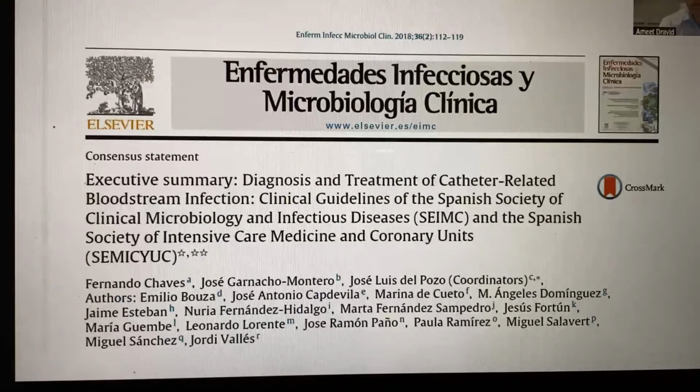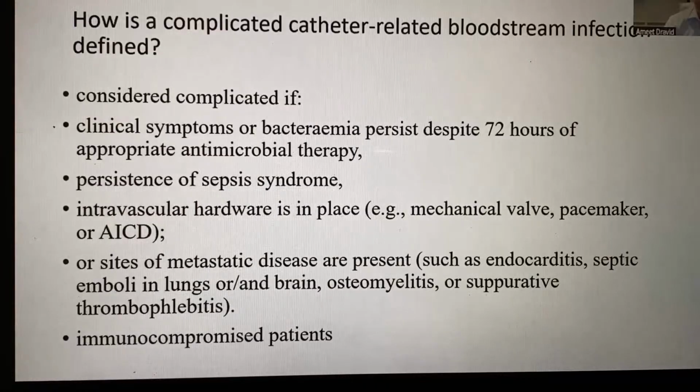For students, I would encourage reading these guidelines, which are published by the Spanish Infectious Disease Society and the Spanish Society for Internal Intensive Care Medicine. They give a ringside view of how to manage bloodstream infections because of catheters. So I have kept my talk as question answer, so that the students who are attending this can understand easily. When do we call a catheter-related bloodstream infection as complicated?